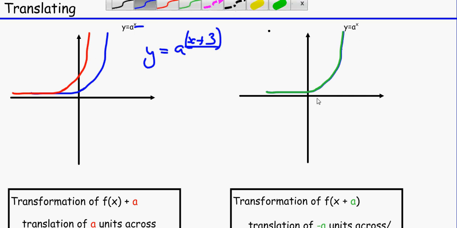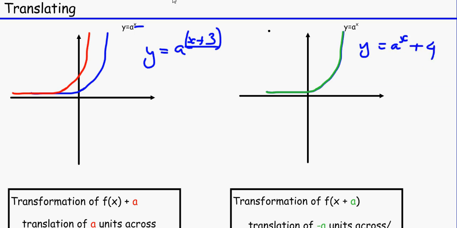And for this one over here, if it was y equals a to the power of x, plus 4, that's when we would move it 4 places upwards. So when the numbers are in superscript with x, we move it the opposite way. When it's just normal, we move it up and down. Again, another thing you just need to learn.